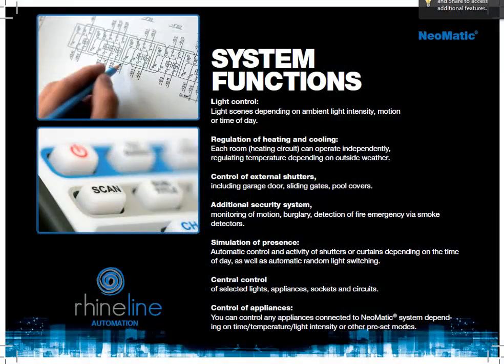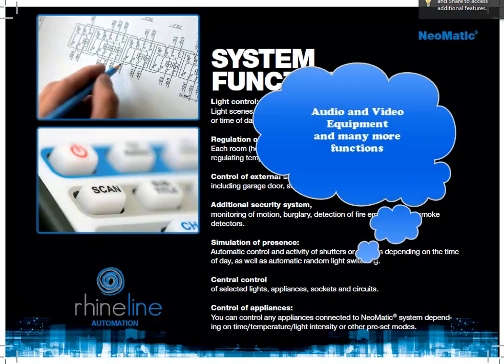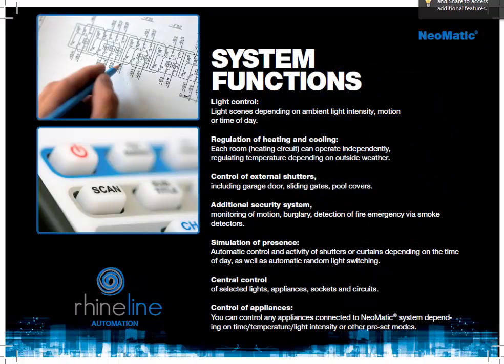So, we almost reached the end of this tutorial. Let's have a look once more at the NeoMatic system functions. The system can include lighting control, regulation of heating and cooling, control of shutters, sliding gate, pool covers, internal blinds, etc. Additional security system, simulation of presence when you are away, central control of selected lights, sockets and circuits, control of appliances which are attached to those circuits. Not mentioned here is also the control of audio and video systems and many more functions. Just contact your local dealer for further information.